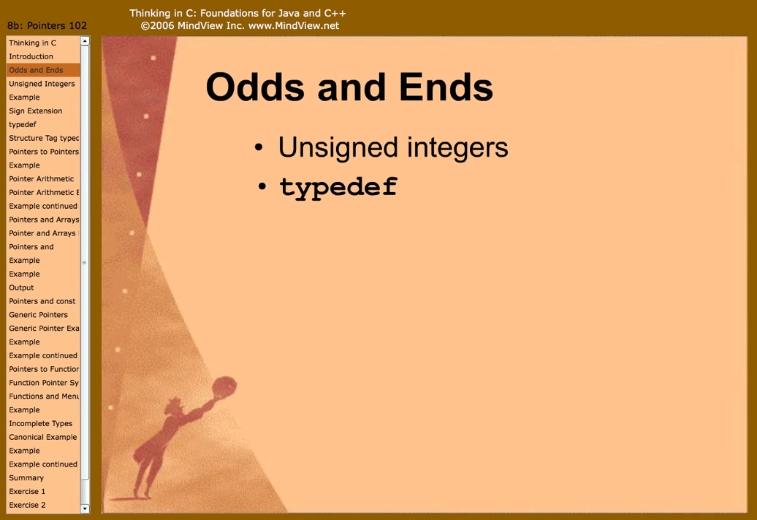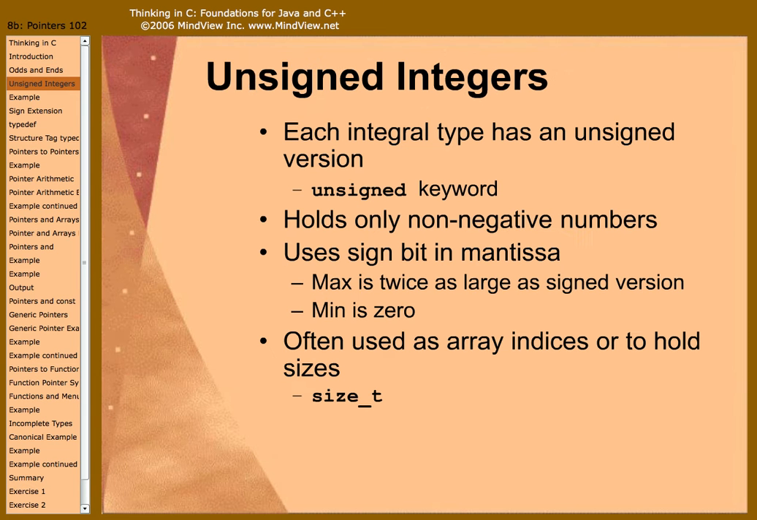The non-pointer things that I need to cover are unsigned integers and typedef. We've talked a little bit about unsigned, but haven't been real explicit, and I'd like to do that now. Each of the different integral types in C have an unsigned version. They're signed if you just use them, like int is the same as signed int. The only exception to that is char.